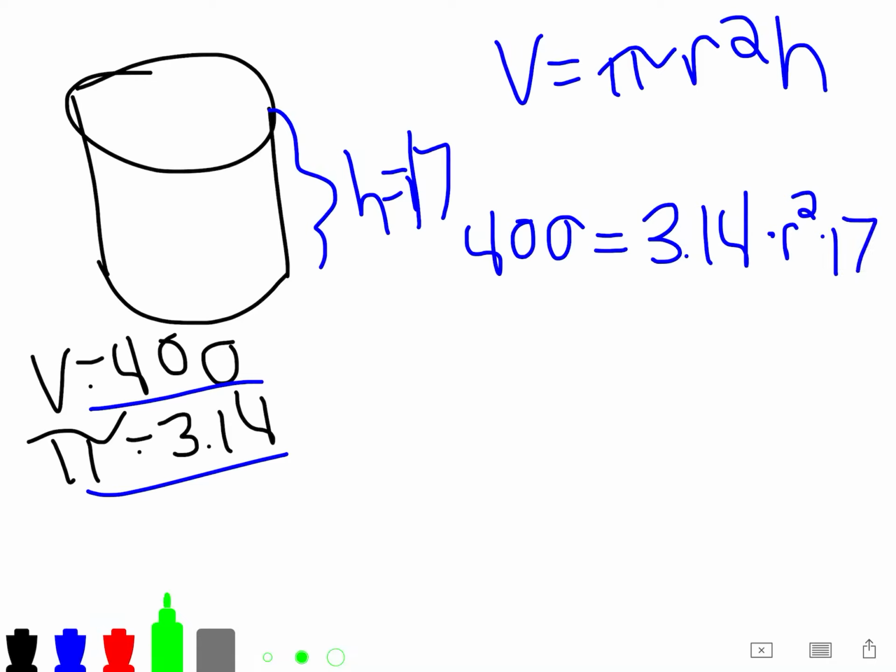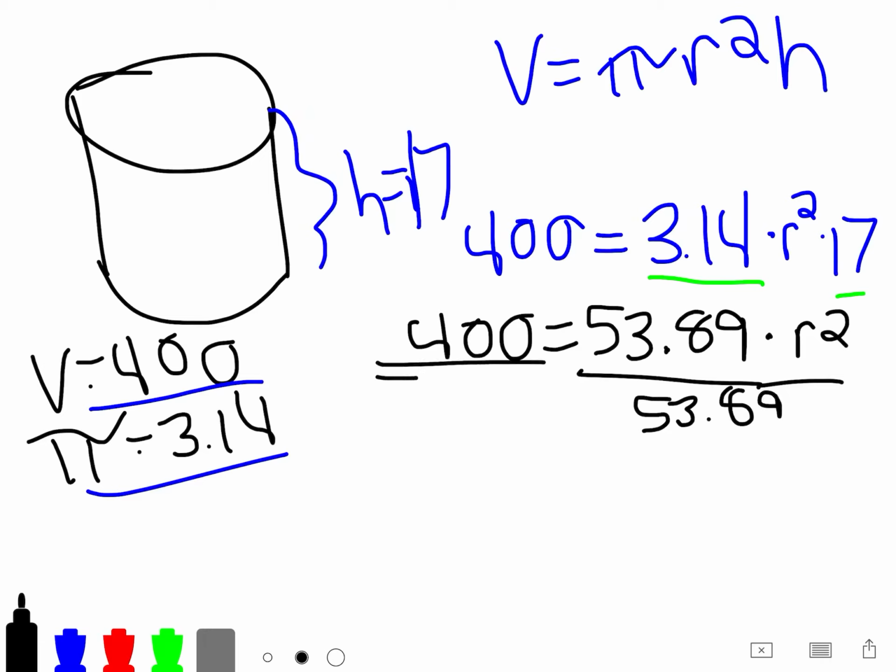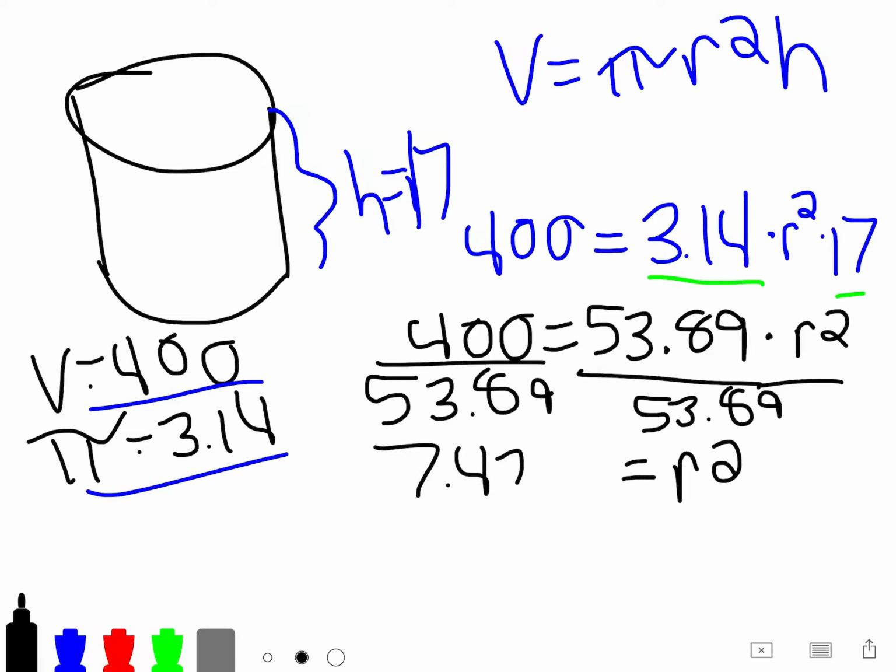I'm going to multiply 3.14 and 17 together. So 400 is equal to 53.89 times r squared. I'm going to divide this side by 53.89, just like what we would do if we had a two-step equation. We divide both sides by whatever's connected to our variable. R squared is equal to 7.422, some long old number.